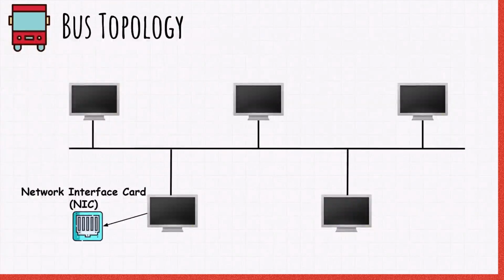Alright, bus topology network. A bus topology is a network configuration in which all devices are connected to a single central cable, which is called the bus. This cable acts as a communication pathway and data travels along it, passing through each device on the network. Each device on the network is equipped with something called a network interface card that allows it to capture and process data packets that are relevant to it.